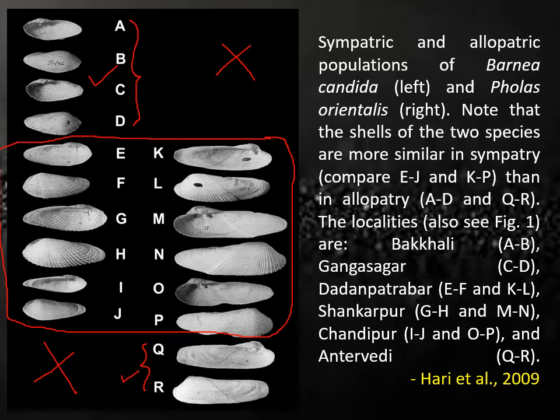So when they occur sympatrically, they are going in the same evolutionary direction to solve the problem. That is, they are showing evolutionary convergence. But when they occur allopatrically, they have their own individual way to provide the solutions. That means evolutionary divergence.